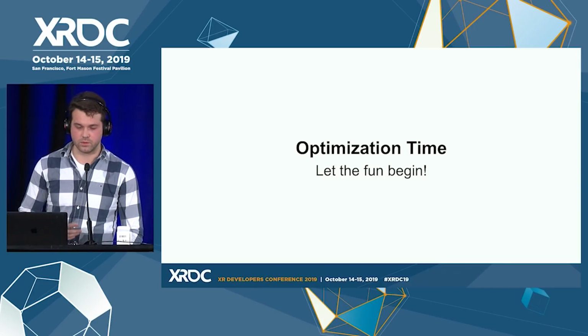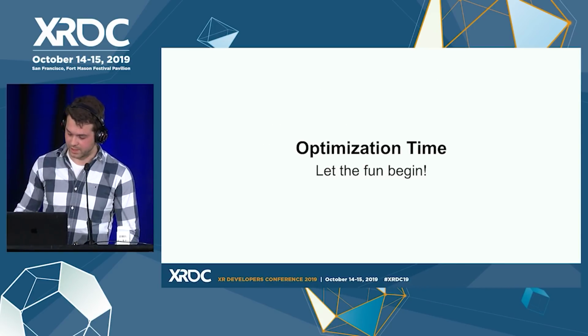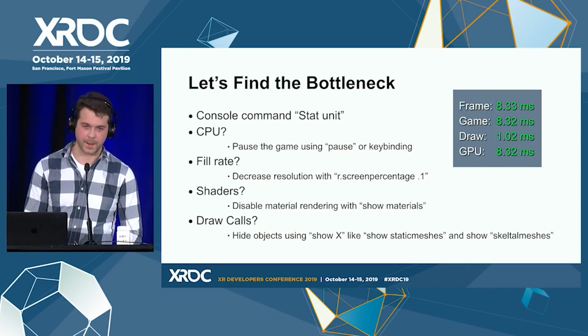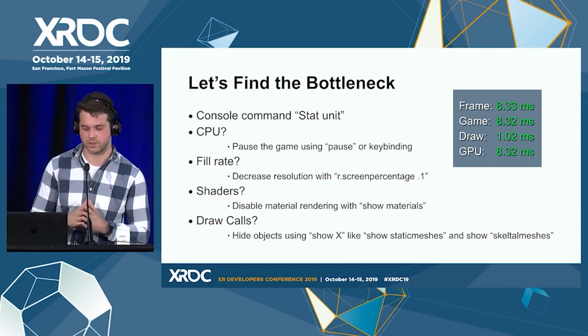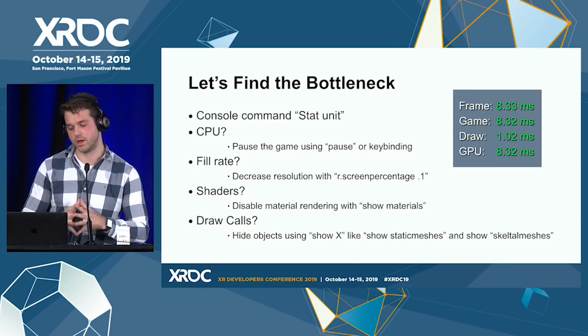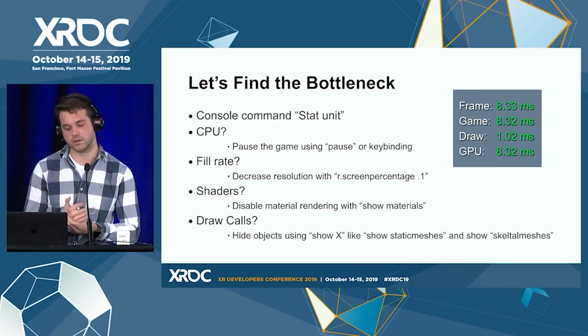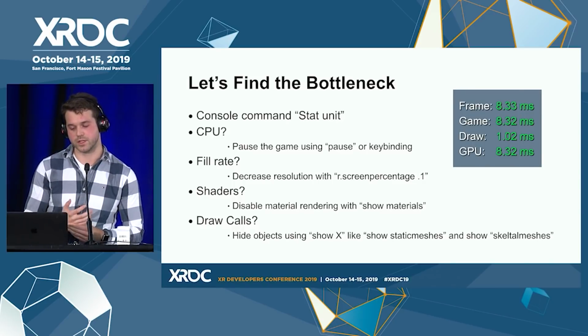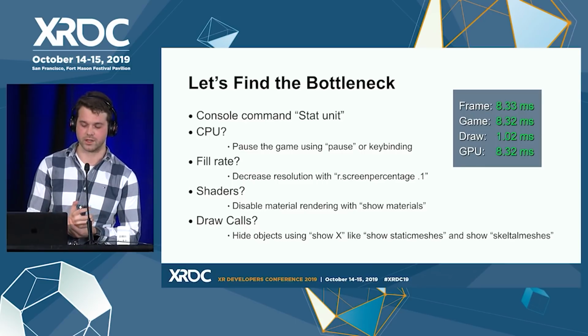Anyway, so let's move on to optimization time. So allegedly, this is where the fun begins. So let's find the bottleneck. With optimization, you should really do it in a data-driven manner. Figure out what's actually costing you, what's wasting your cycles, and target that. And this is kind of potentially not a very scientific approach of trial and error.